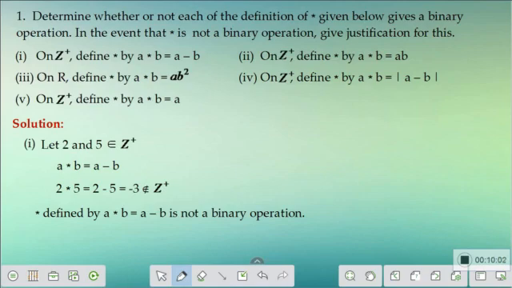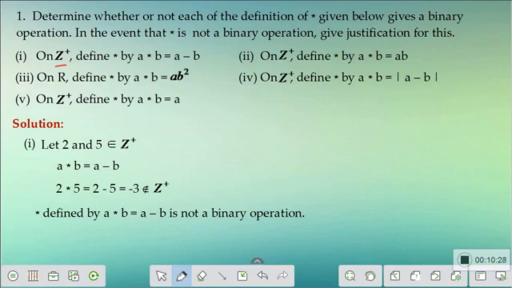Now the first subdivision says on Z plus. Z plus here is the set of all positive integers. Z represents integers, plus represents positive. So this is the set of all positive integers. We define star by a star b equal to a minus b. This is the first definition. Now let's check the first subdivision and then we'll come back to the next subdivision.